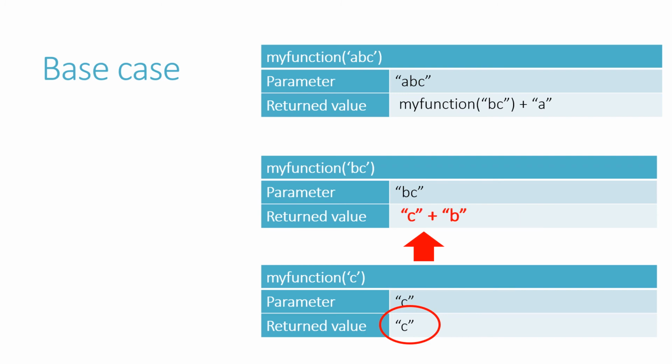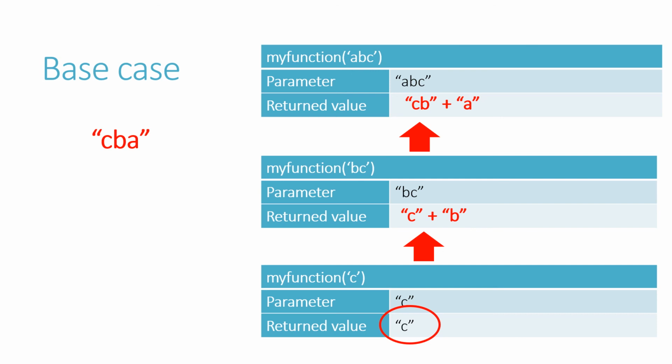So C plus B, in other words CB, is the returned value. And that's passed back. So the result of my function BC is CB. So let's substitute that. CB plus A is the returned value. If we fit those together, CBA. So the returned value of the entire chain of functions is CBA.